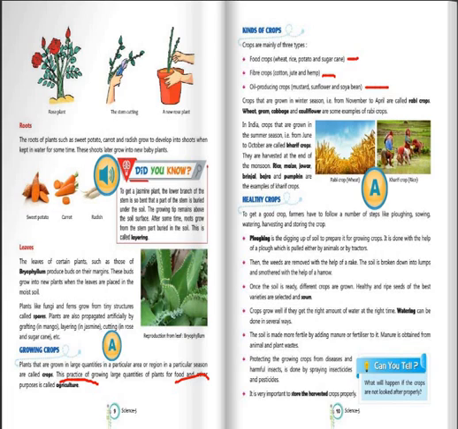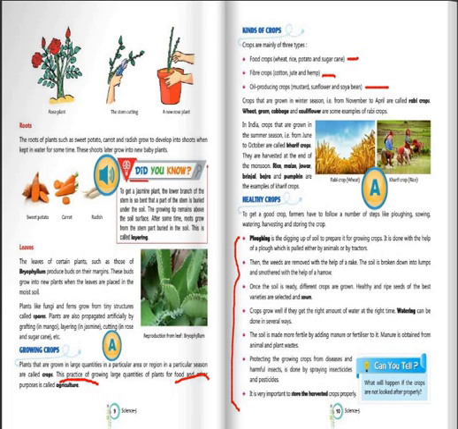Now let's see the steps to get good and healthy crops. Here are a few steps written which help a farmer to grow healthy and good crops. Let's go one by one. First step is ploughing, which is digging up the soil to prepare it for growing crops. It is done with the help of a plough which is pulled by animals or by machines such as tractors. Then the weeds are removed with the help of a rake.